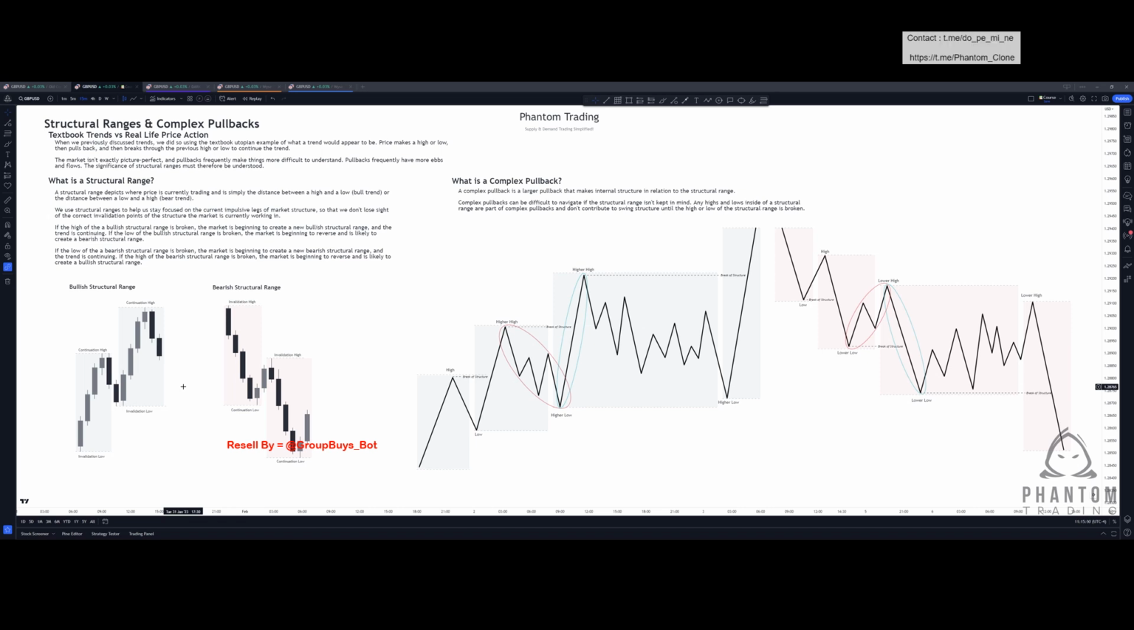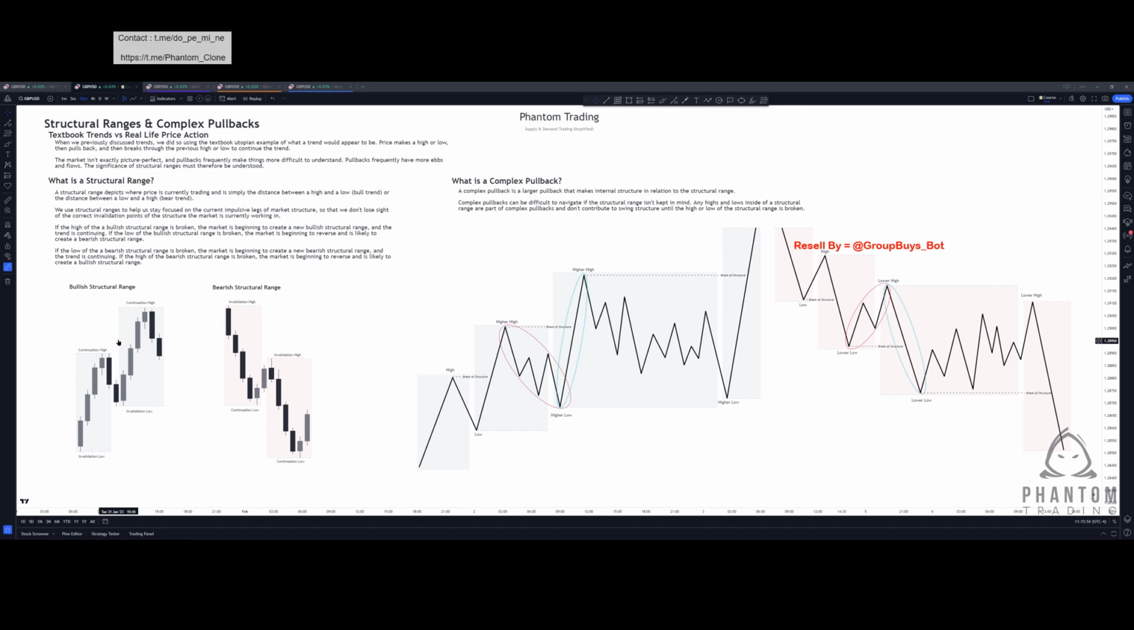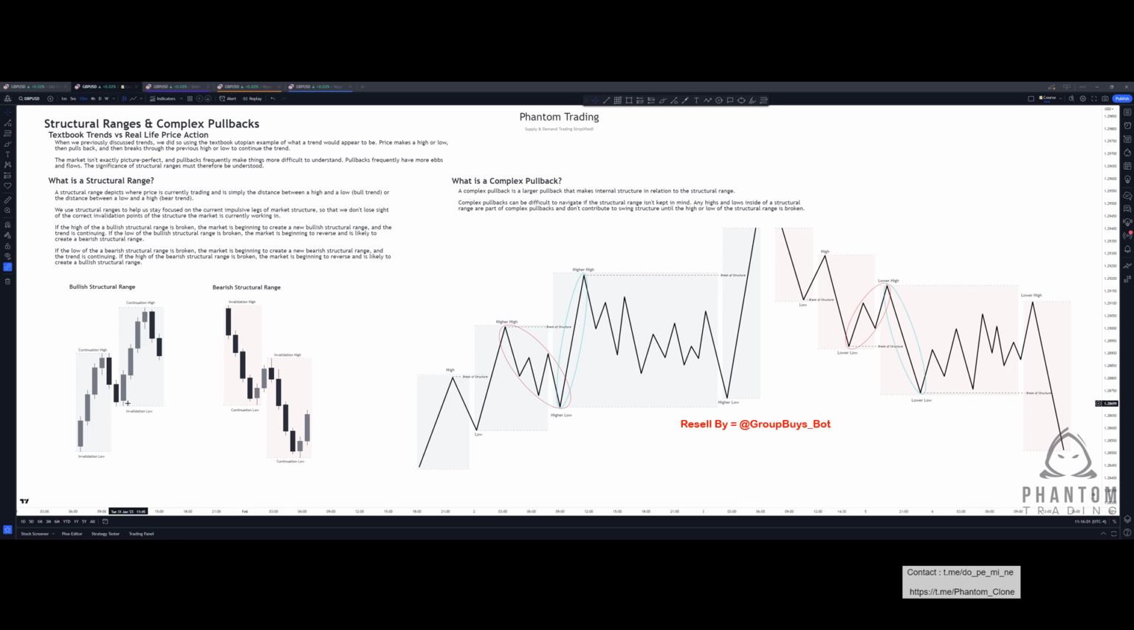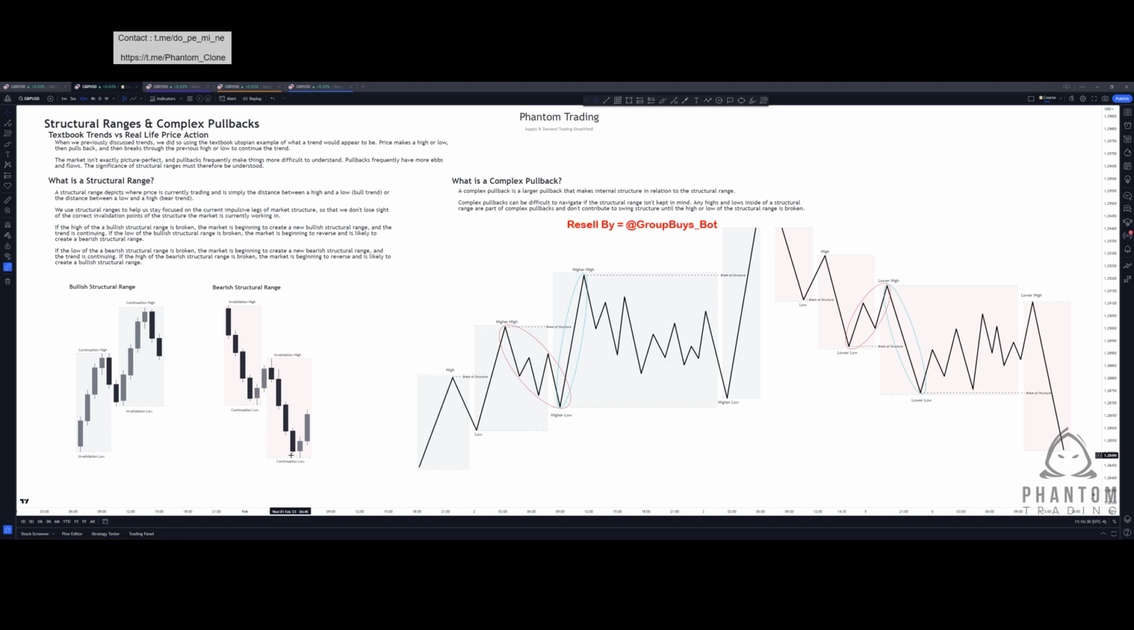If the high of the bullish structural range is broken, the market is beginning to create a new bullish structural range and the trend is continuing. If the low of a bullish structural range is broken, the market is beginning to reverse and is likely to create a bearish structural range. If the low of a bearish structural range is broken, the market is beginning to create a new bearish structural range and the trend is continuing.